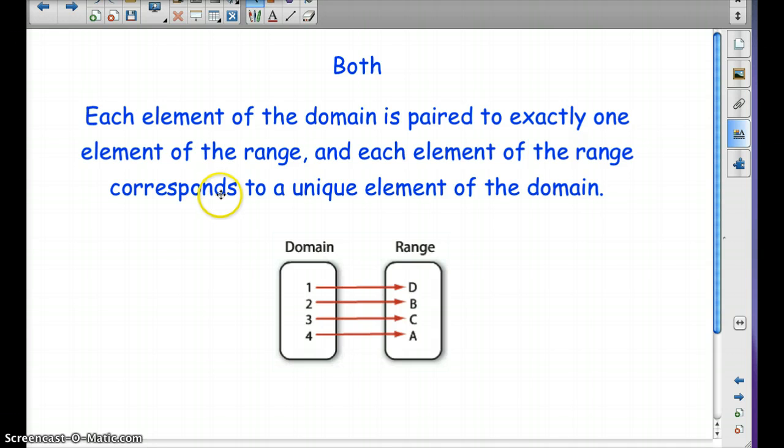Now there is a chance where the function could be both one-to-one and onto. Each element of the domain is paired to exactly one element of the range, and each element of the range corresponds to a unique element of the domain. So notice no sharing going on, and every element of the range is taken by the domain.